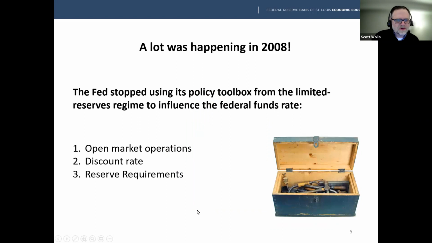There were other things happening. For example, it was that same year that the Fed stopped using its old policy toolbox. That old toolbox had 3 tools in it: open market operations, the discount rate, and reserve requirements. Almost everyone's textbook still has these 3 tools as the Fed's toolbox. They might have added a 4th called interest on reserves, but most textbooks have essentially thrown a new tool in the old toolbox. Today we're going to talk about the fact that the old toolbox needs to be tossed out because the Fed hasn't used that toolbox since 2008.